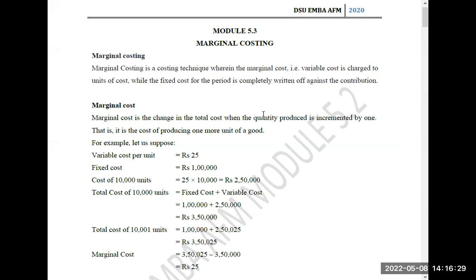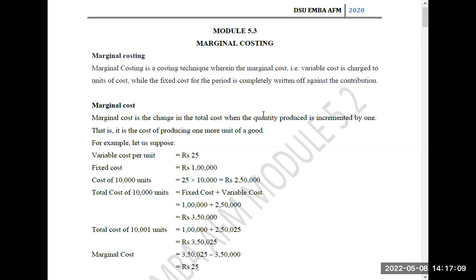Fixed cost per unit changes, but fixed cost in total remains constant. Same example, I am paying 1,000 rupees rent for my premises to produce some material. If I produce 1,000 units in the premises, what is the per unit fixed cost? How much do I have to charge for one unit in terms of fixed cost? Total rent is how much? Rent paid for the premises is 1,000. How many units am I producing? 1,000 units. So what is the per unit cost of the rent?